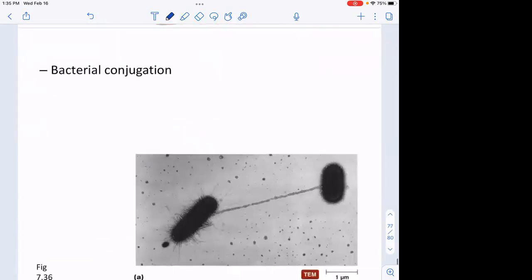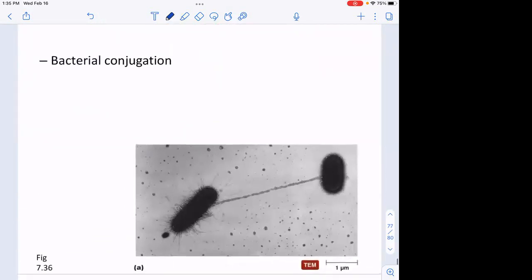And then the last way of horizontal transfer is called conjugation. We've mentioned this a few times before. With bacterial conjugation, the cell produces a conjugation pilus. We talked about that structure, fimbriae and pili. The conjugation pilus brings the cells close together.